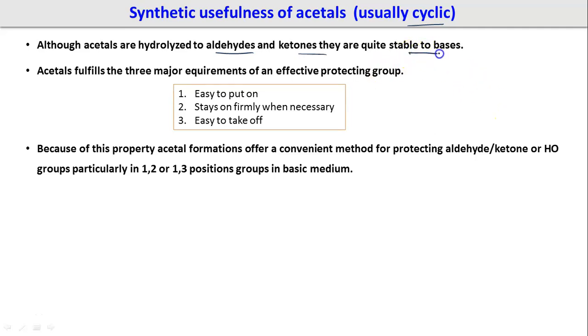So it is stable to bases. That means in presence of base, suppose we are doing in the molecule, there is some other functional group that we want to react with the base. Then this acetal, they will remain intact. So this is the usefulness, because in this way we can use it for protecting group. So for a group to act as a protecting group, there must be some criteria. It must fulfill some criteria. So these are the three criteria that is fulfilled by acetals, and that is why they are effective protecting group.